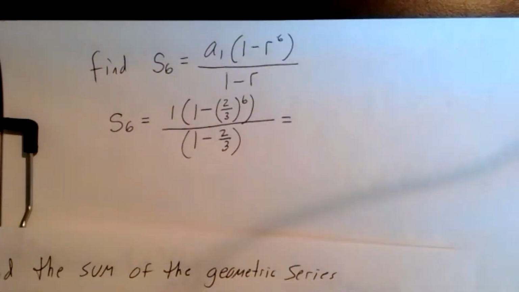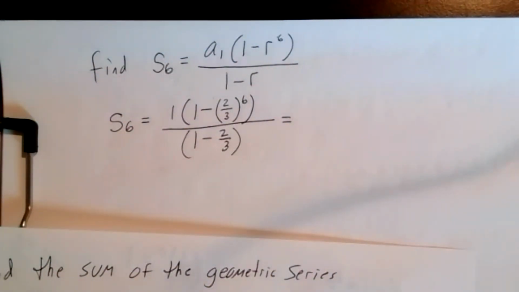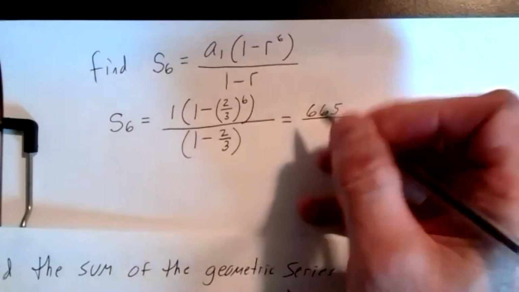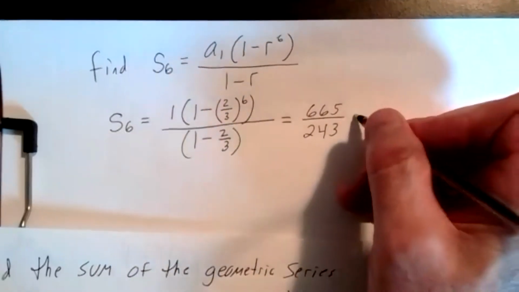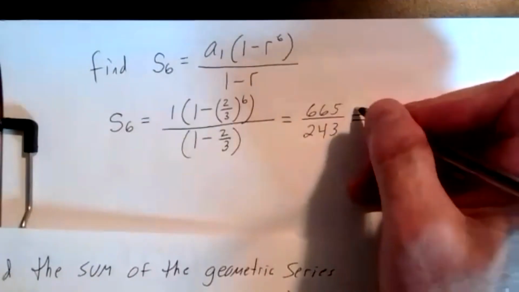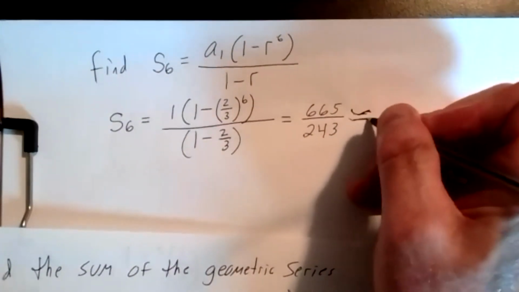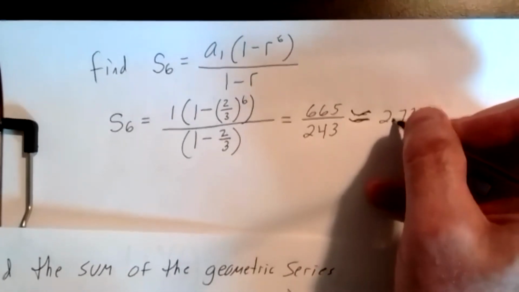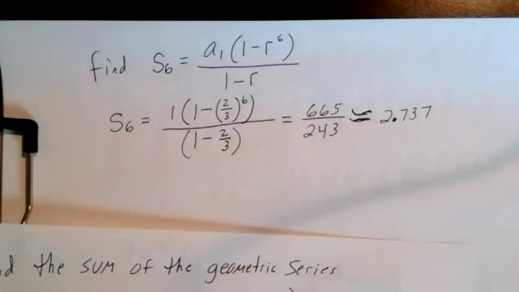Let me know if anybody gets that. I got 665 over 243. Real mess. 665 over 243. I would not have a meltdown if you did give it to me as a fraction, though. I mean, you can do that if you want. But it's a messy fraction. The messy decimal, isn't it? So this would be approximately equivalent to about 2.737. That's just an approximation. I rounded it off and truncated it.